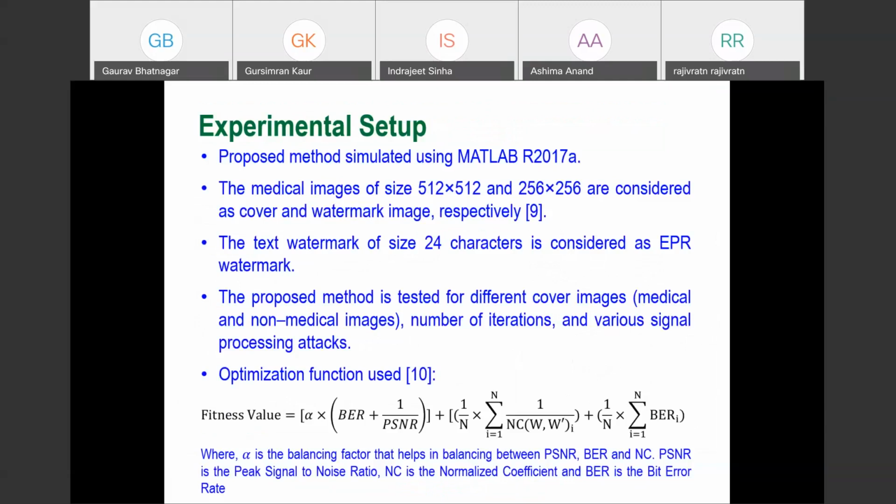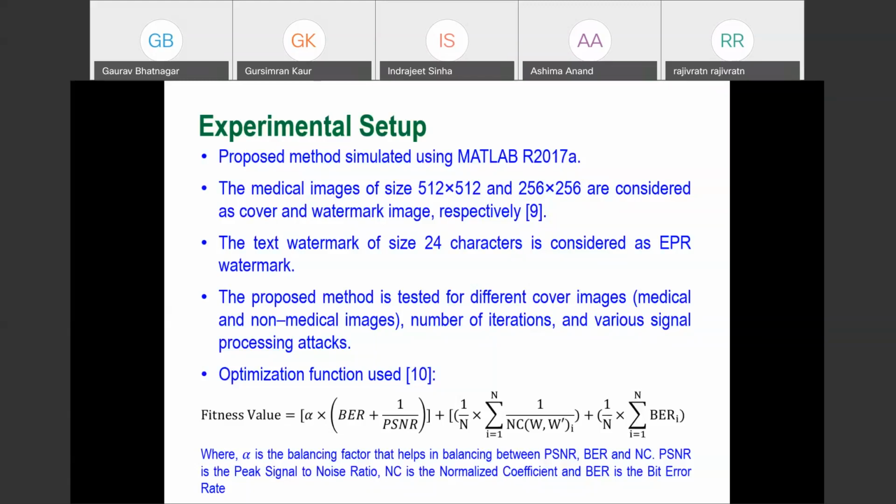Moving on to the experimental setup, this is the optimization function we have used in our approach, in which alpha is the balancing factor, which basically helps in maintaining a balance between the PSNR, BER, and NC. PSNR is the peak signal to noise ratio, which gives the measure of the imperceptibility. NC is the normalized coefficient. BER is the bit error rate, which gives the measure of the robustness.